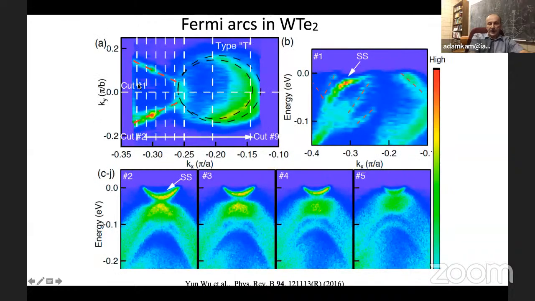If you look at detailed cuts, these are the Fermi arcs shown here and here, and if you make vertical cuts here, this is a nice parabolic, very sharp dispersion of a surface state. So this can be a surface state, and it really disappears beyond the Weyl point, demonstrating that unstrained tungsten ditelluride is a Weyl semimetal.